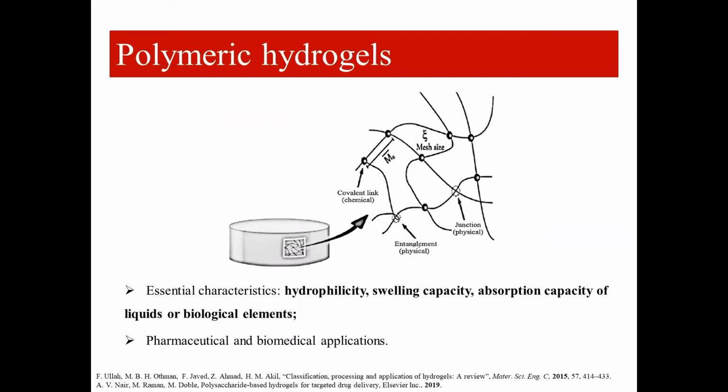Polymeric hydrogels are three-dimensional networks consisting of hydrophilic polymer chains which are able to retain large amounts of water. Hydrophilicity, swelling capacity, absorption, and release of biological elements are their essential characteristics. Due to these characteristics, hydrogels can be potential candidates in biomedical applications.